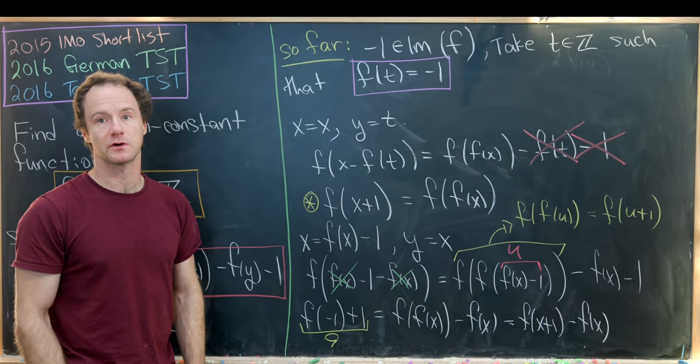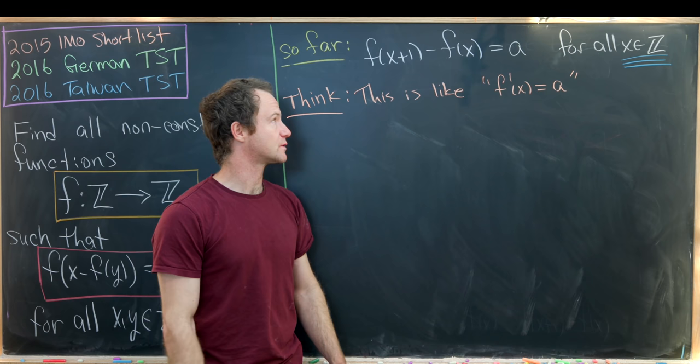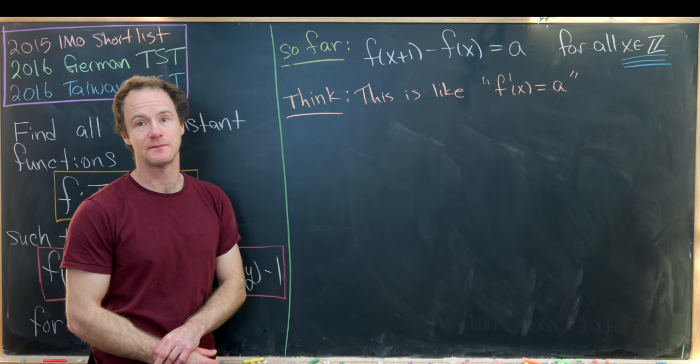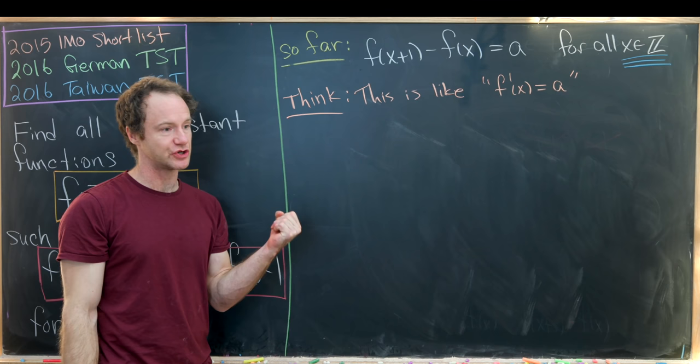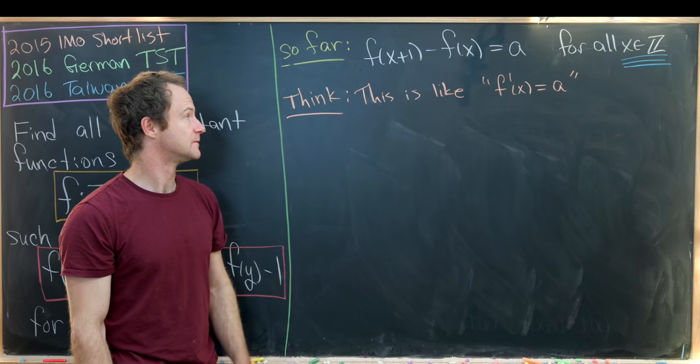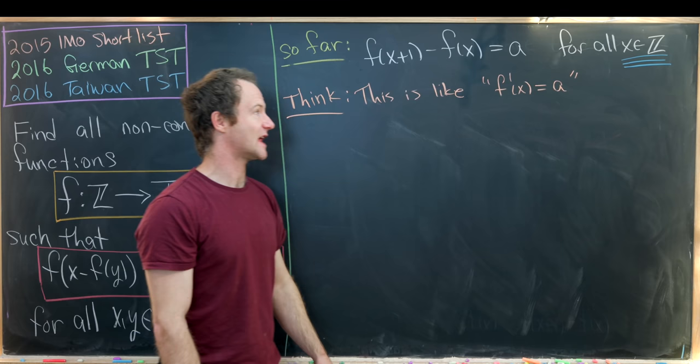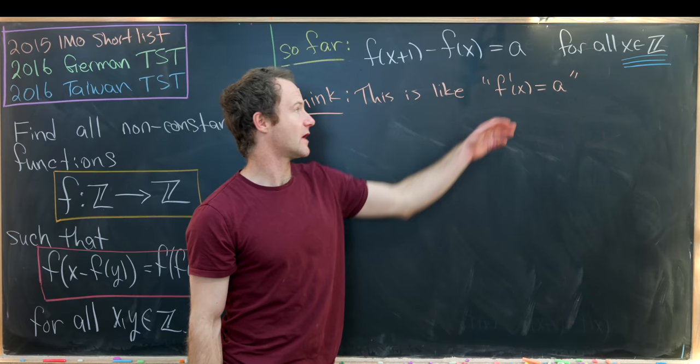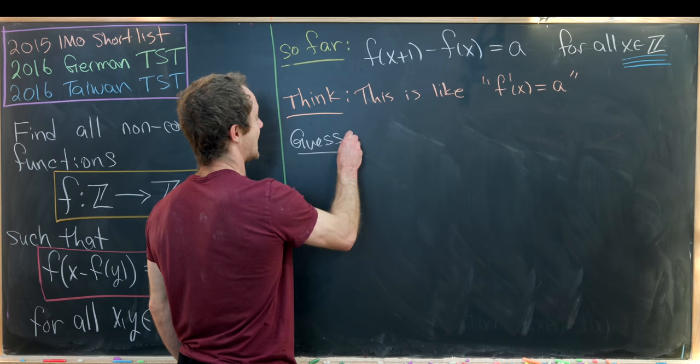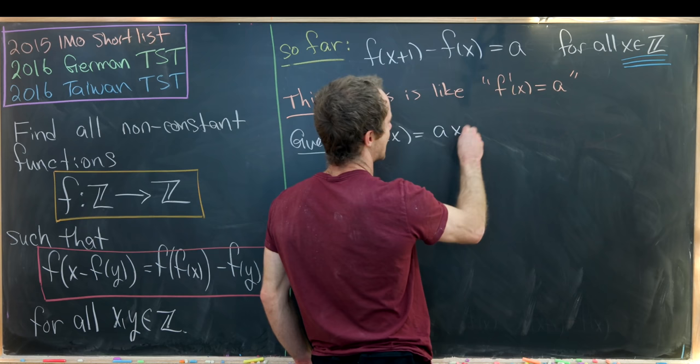So far we've done quite a bit, but we have a little bit left to do. So we've shown that f of x plus 1 minus f of x equals a, and that is true for all x in Z. You can think about this f of x plus 1 minus f of x as being something as close to defining the derivative on integer valued functions as possible. So, like I said, we want to think that this is like the equation f prime of x equals a. But we definitely know how to solve that type of differential equation, and that gives us some sort of guess for our function f of x. And that would be f of x equals ax plus b for some constant integers a and b.